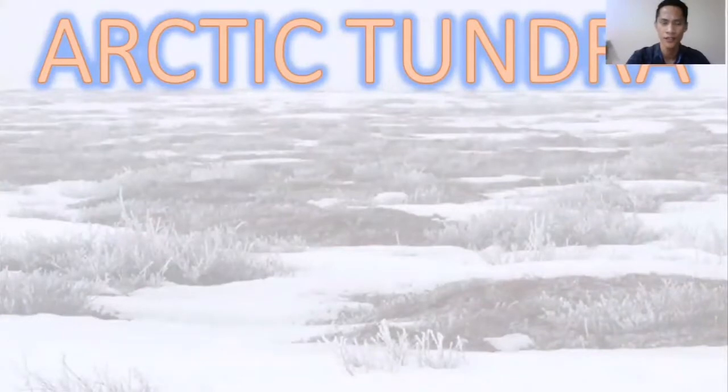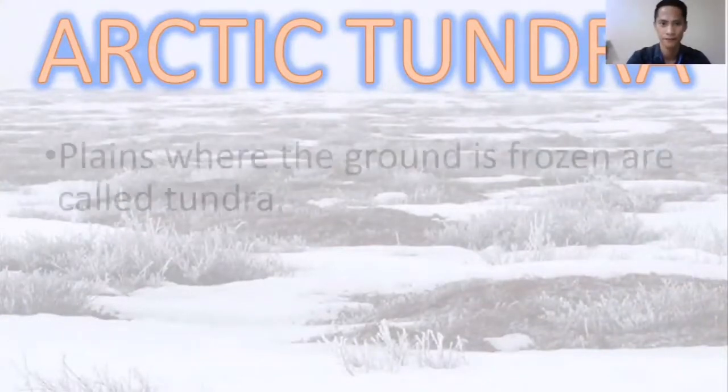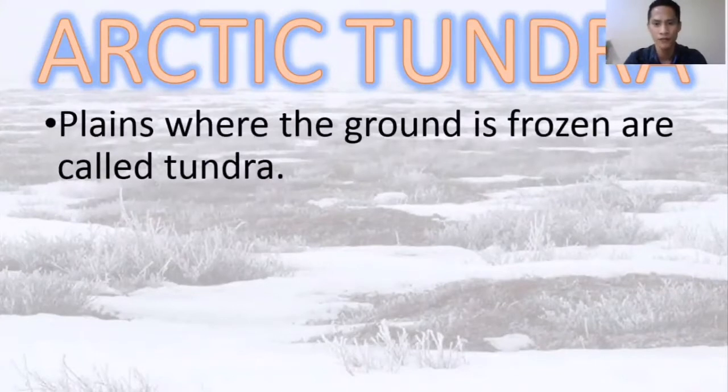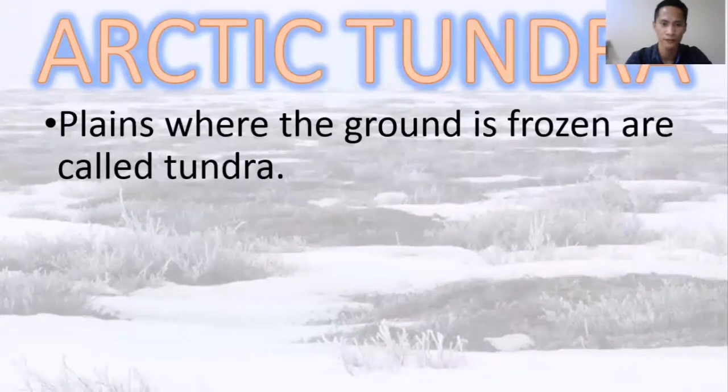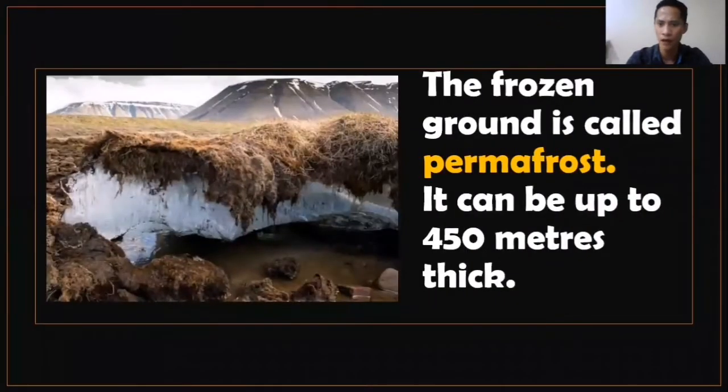Moving on to our lesson. Arctic tundra. This is another type of plain. Plains where the ground is frozen are called tundra. The frozen ground is called permafrost. The white color that you could see here is the permafrost. Don't you know that permafrost can store carbon? And if it's melted, it gives out carbon dioxide. And carbon dioxide is one of the gases in the atmosphere that makes the world even hotter. It is one of the greenhouse gases.